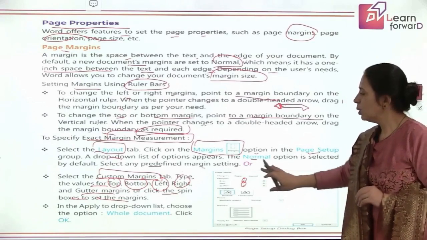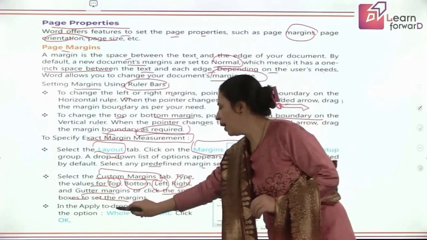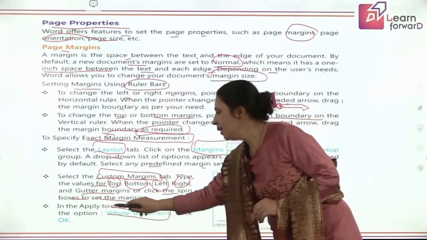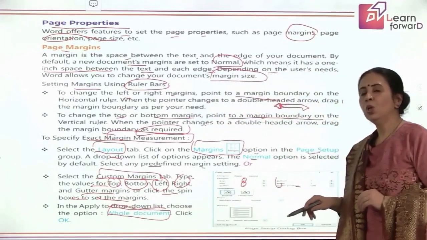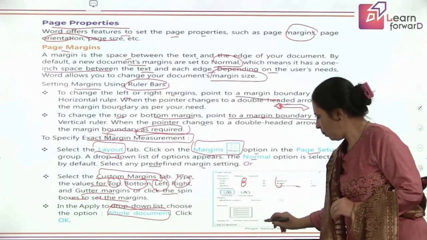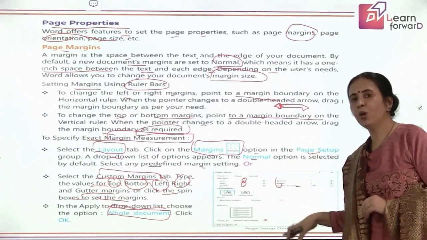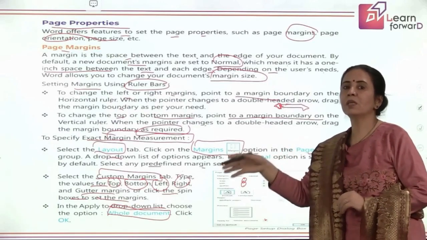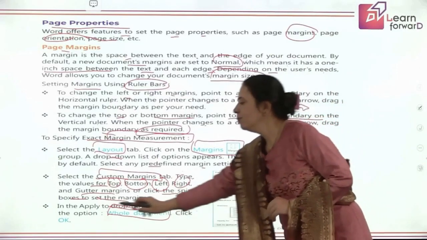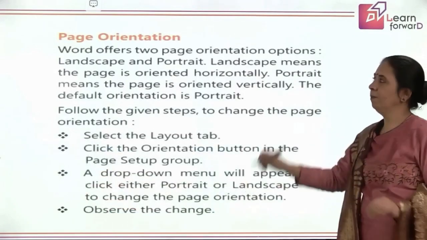Okay, so these all could be set, and then you apply to the drop down list and choose the option that it has to be applicable to the whole document. So here is a drop down option. You want to apply it to the whole document, you want to apply it to the selected document, you want to apply it to the certain pages. You have different options here. After doing it, just go to OK and it is implemented.